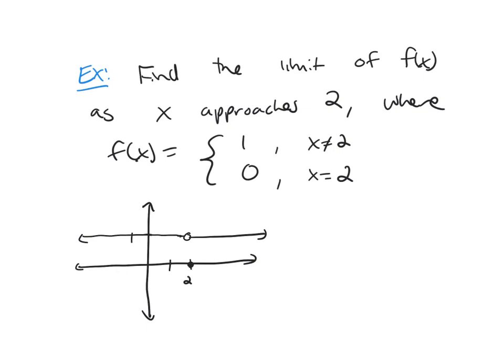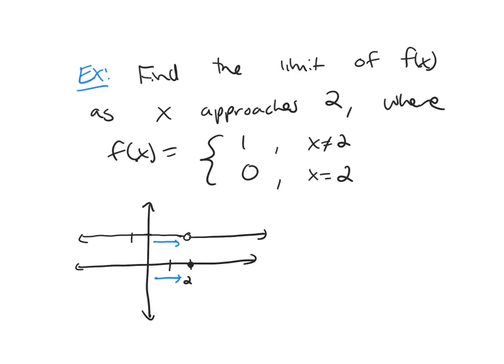And let's look, again, we don't care what happens at 2, but we need to see what happens as I approach 2 from the left and from the right. So let's approach 2 from the left. What does it look like my function is doing? Well, it's always 1 as I get closer to 2 from the left.